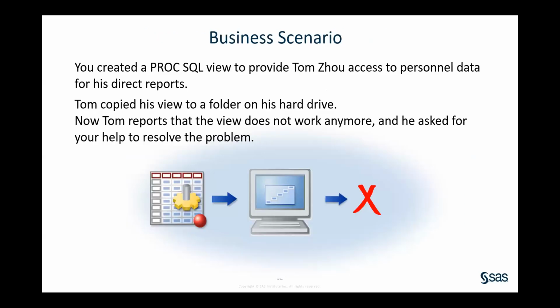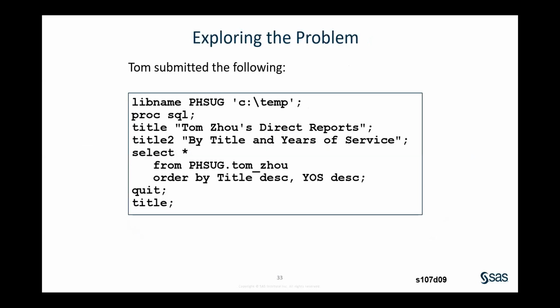Now Tom does what we all do. Tom has been given the view by you. He then copies this to a folder on his hard drive, and he says the view doesn't work anymore. He asks for your help. So Tom submitted this. He went ahead and treated the view as if it was a data set. He knows a simple order by clause.